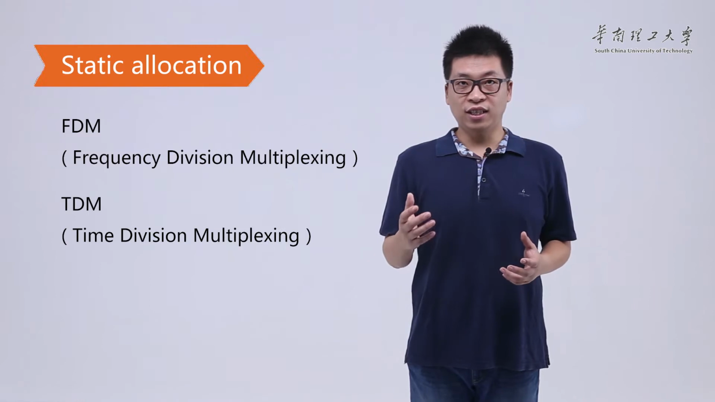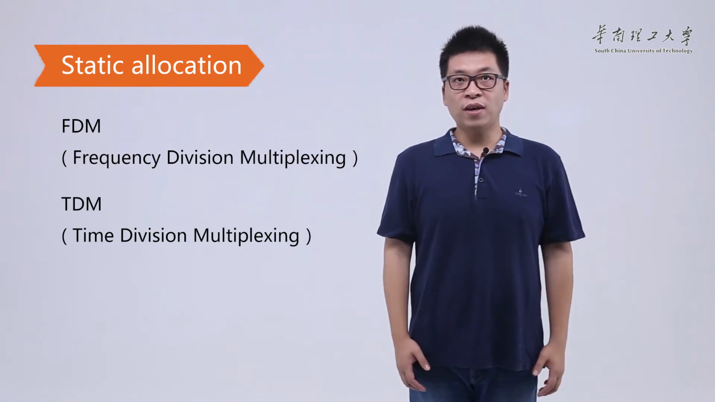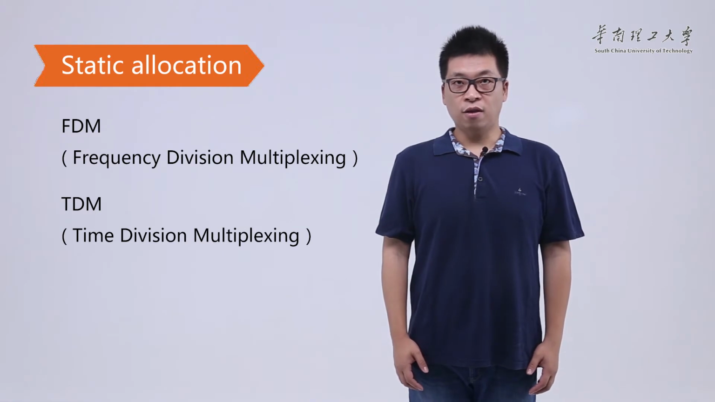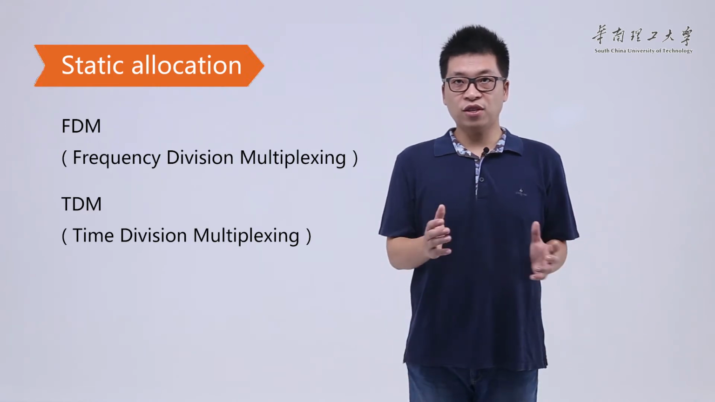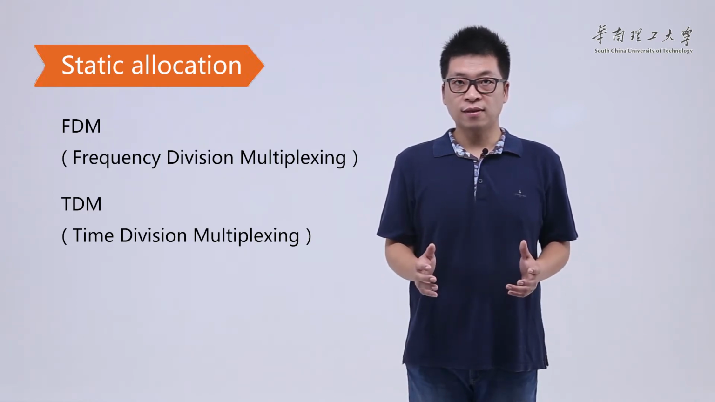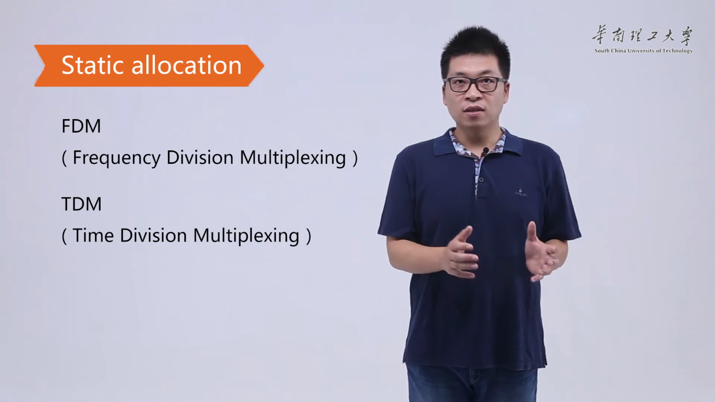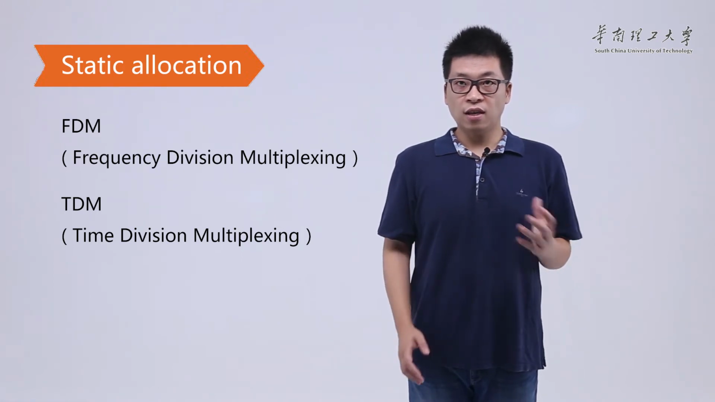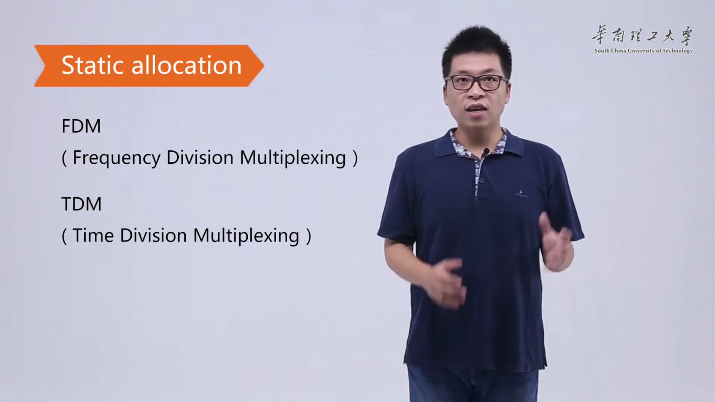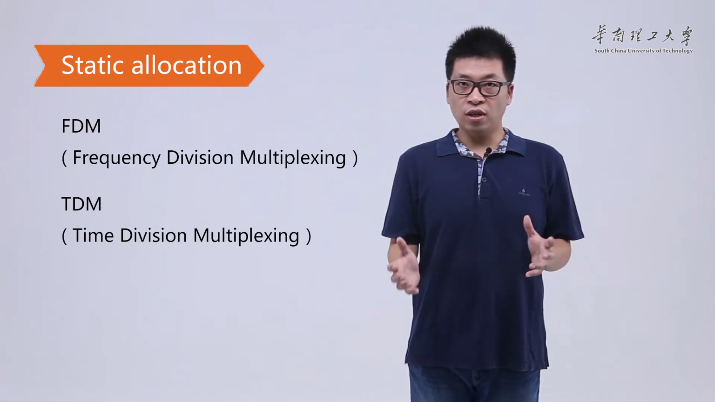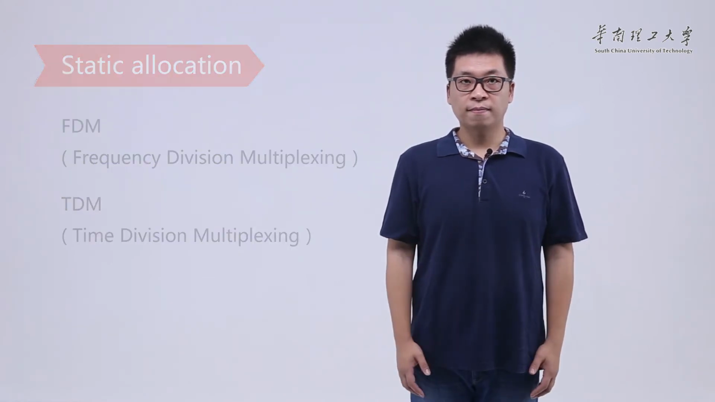FDM and TDM are the two basic static allocations. FDM, frequency division multiplexing, divides bandwidth into a fixed number of subchannels. TDM, time division multiplexing, divides time into slots. Each user can use the entire bandwidth during its own time slot.